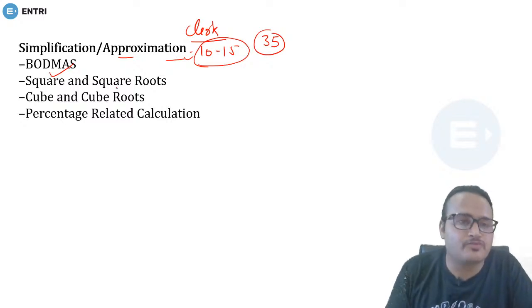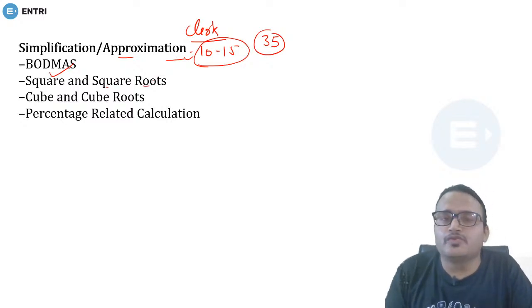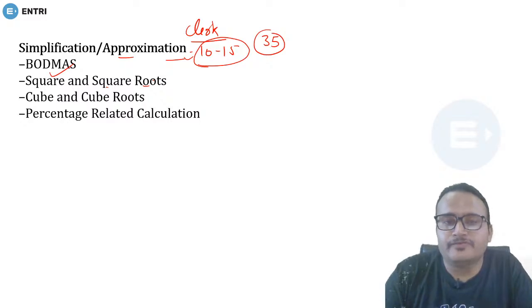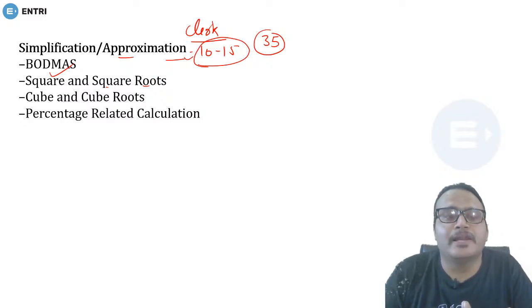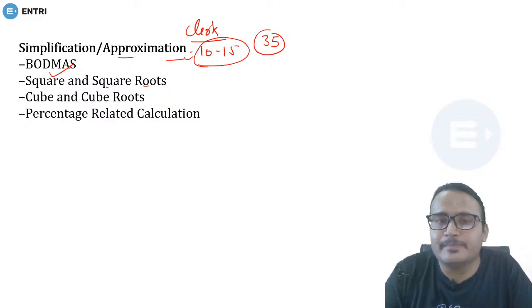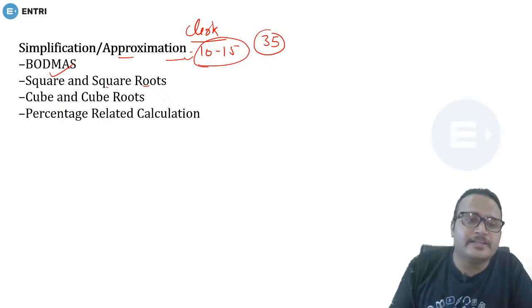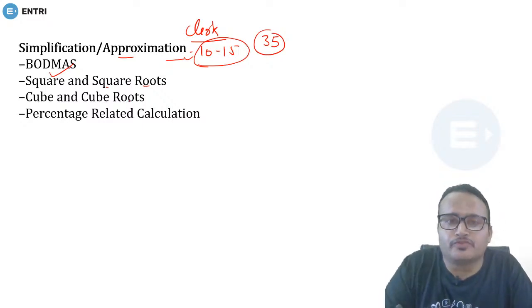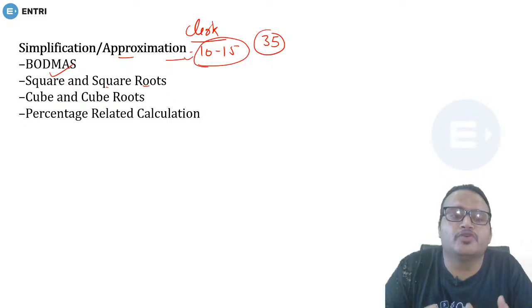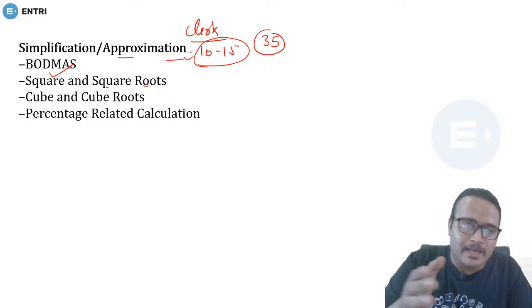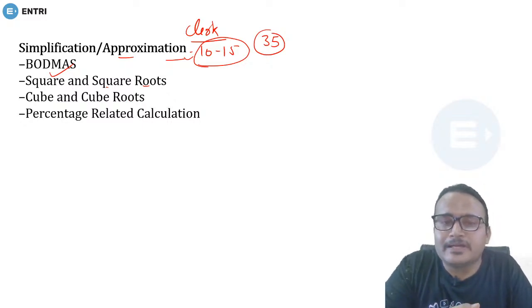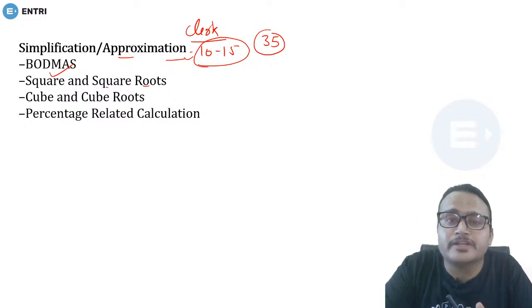In simplification questions, you must know the tricks of square and square roots, and how we calculate the square and square root in the examination within a couple of seconds. In the same way, you must know cubes and cube roots, how we can find the cube and cube roots, rather than adopting the conventional method, how we can solve this with the help of a short trick in a couple of seconds.